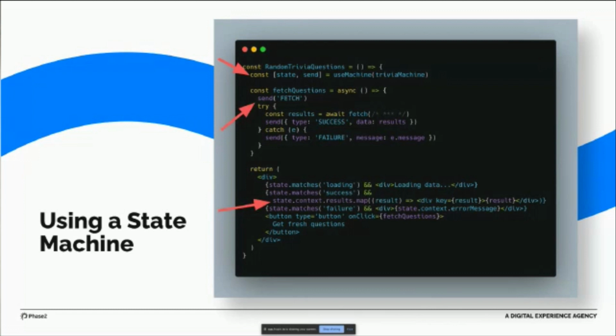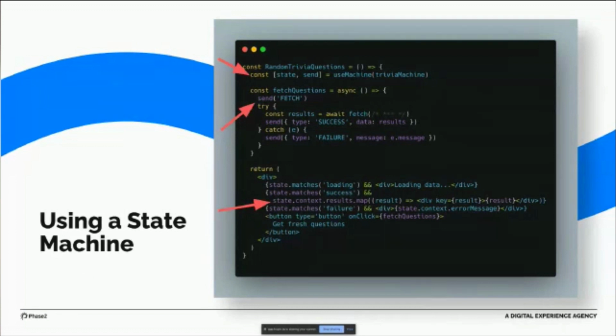But we have some key differences between this implementation and the previous one. First off is our button. If it gets smash clicked a whole bunch of times and our fetch is still in flight, we're not going to have multiple API requests, because we explicitly didn't allow a fetch event when we're in the loading state. So that's already taken care of for us. We don't need to worry about implementing that logic ourselves.